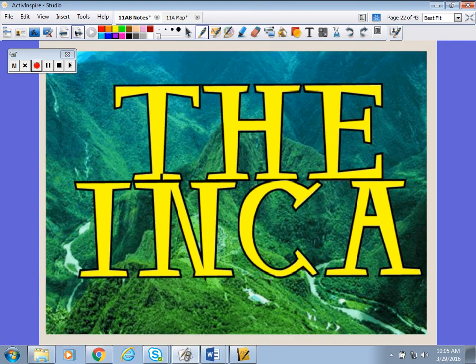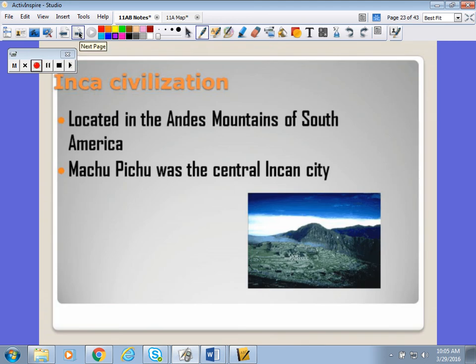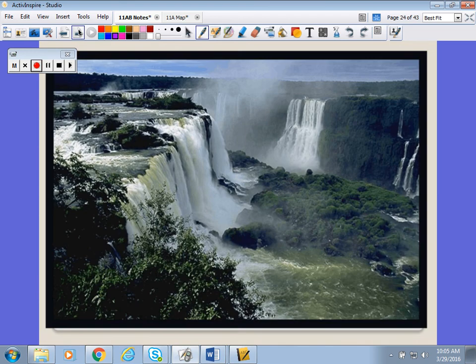All right, and the last one's the Incans. The Incans are located in the Andes Mountains of South America. So we're talking the western side, the Pacific Ocean side of South America. Machu Picchu is the central Incan city.